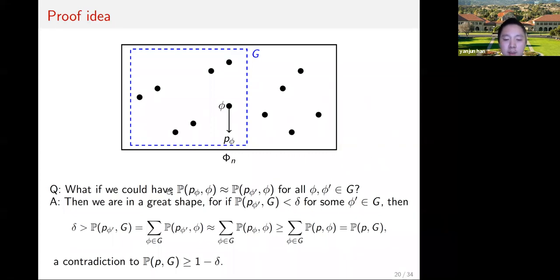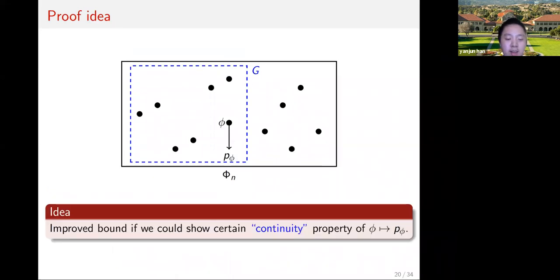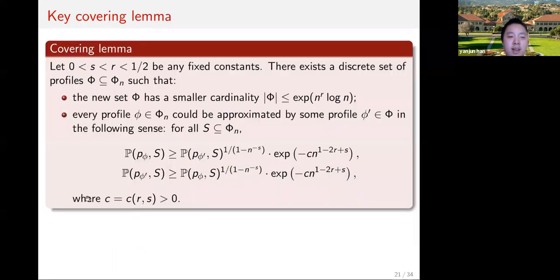Although this assumption is unlikely to hold in practice, it motivates the following idea: we should have an improved bound if we could show a certain continuity property of the mapping from the profile phi to the PML distribution P phi. The main difficulty in carrying out the idea is figuring out the right continuity property to consider. This was indeed very hard for us. After several trials, it turns out that the right continuity property is represented in the following covering lemma.